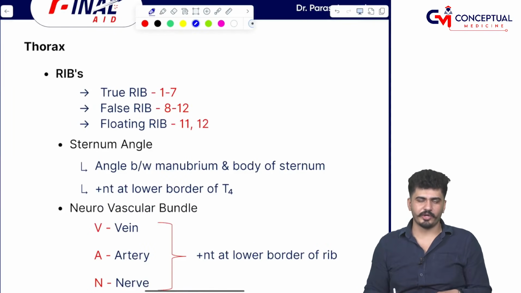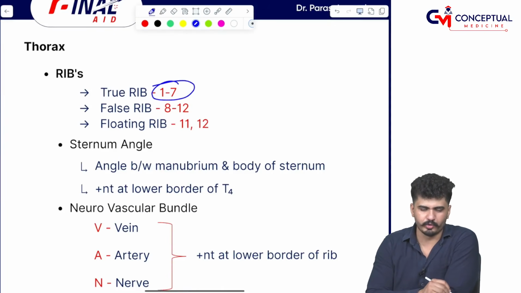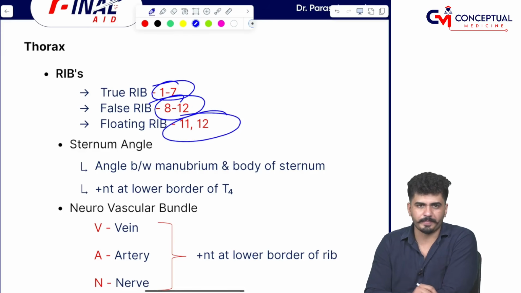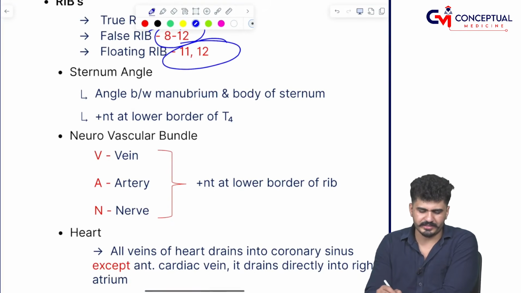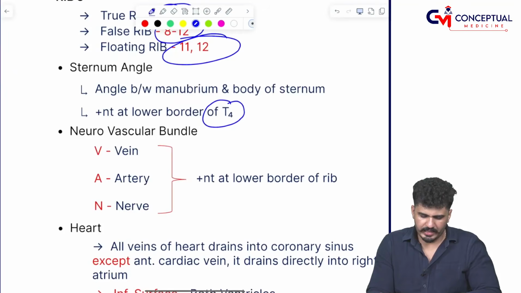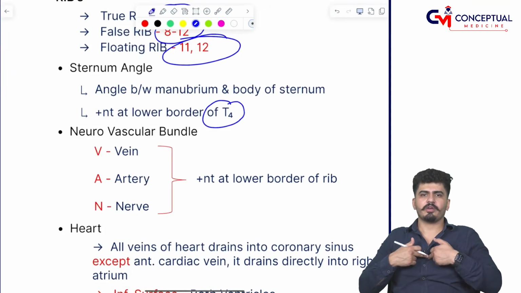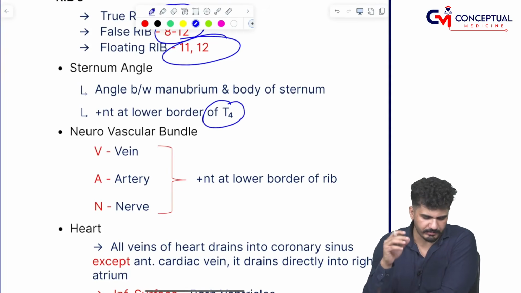Now we talk about the thorax. True ribs, false ribs, floating ribs. Very simple. 1 to 7 are true ribs, 8 to 12 are false ribs, and 11 to 12 are the floating ribs. Sternal angle: the angle between the manubrium and the body of the sternum is present at the lower border of T4, my dear friends. This was once asked in the exam.